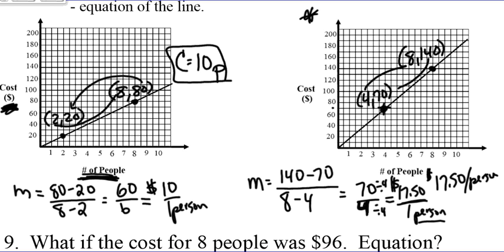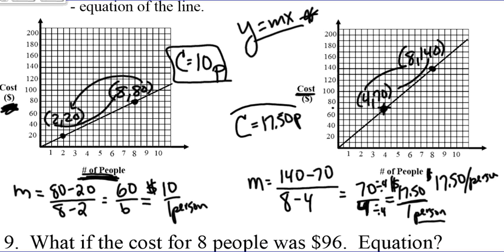So what would our equation be? Remember, direct variation is y equals mx. Y, the cost, equals 17.50 times the number of people, which we're not sure of. It changes, so there's our equation, all because we know the slope. That's what's important.